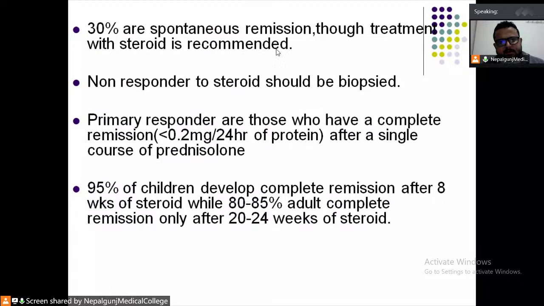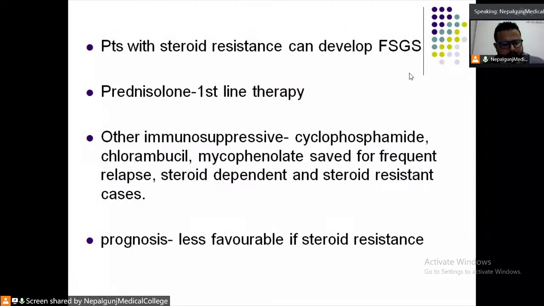So patients with steroid resistance can develop focal segmental glomerulosclerosis. In this case also, prednisolone is the first line. Other immunosuppressive agents can be used, like cyclophosphamide, chlorambucil, and mycophenolate mofetil, and they are safe for frequent relapsers, steroid-dependent and steroid-resistant cases.